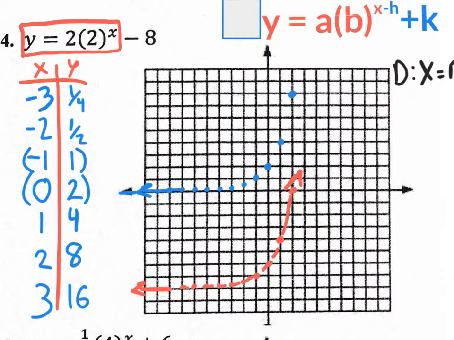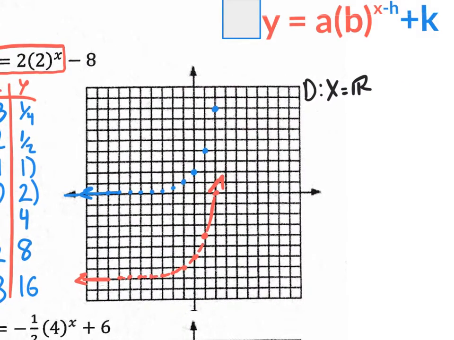Now the y's, the range value are your y values. So let's put range, and we're going to be talking about the y values here. The range is either above your asymptote or below your asymptote. Maybe we should define the asymptote first. What is the asymptote?